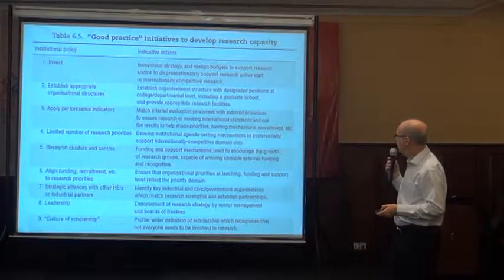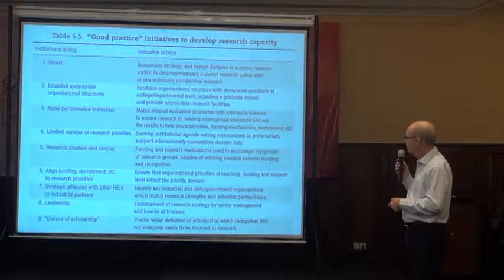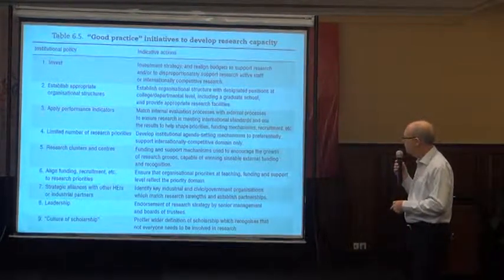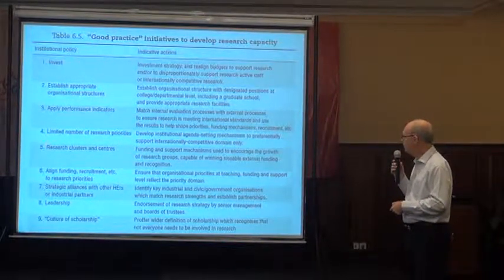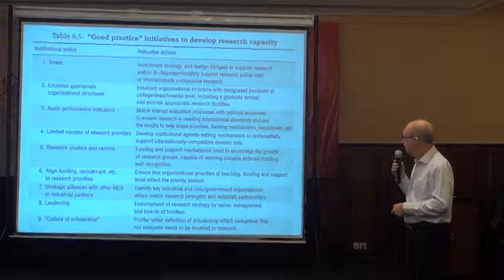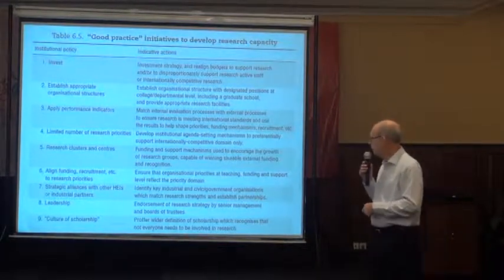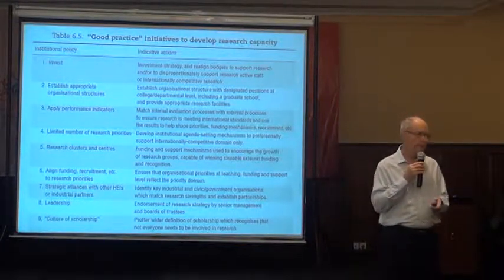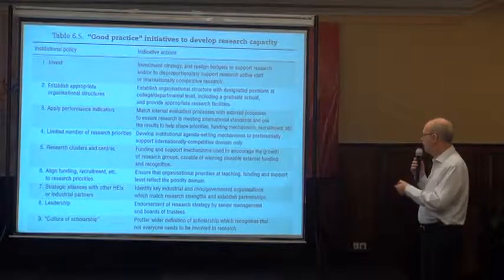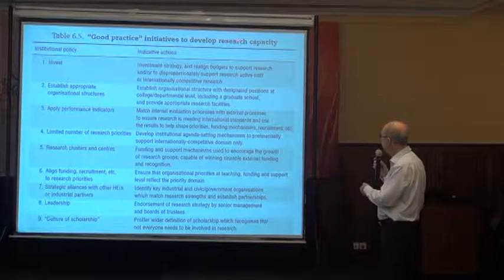Here's another one, institutional policy, investing, establishing appropriate organisational structures, apply performance indicators, limited number of research priorities, clusters and centres, aligning funding, strategic alliances with other institutions, leadership and a culture of scholarship. These are some of the things I've talked about in some detail earlier, so I'm not going to dwell on those, but these are good practice initiatives to develop research capacity.